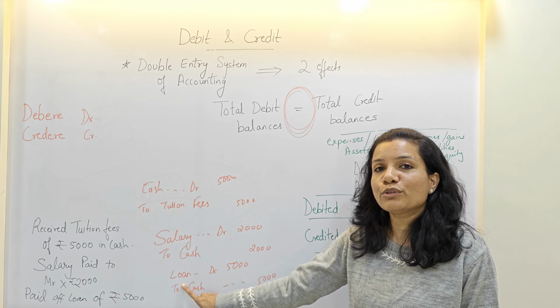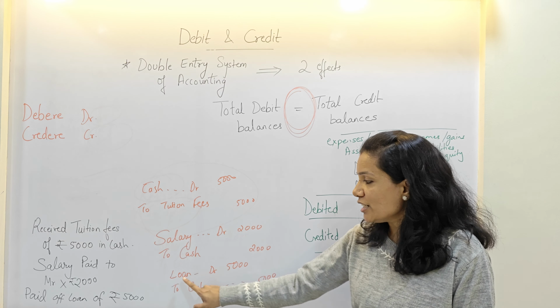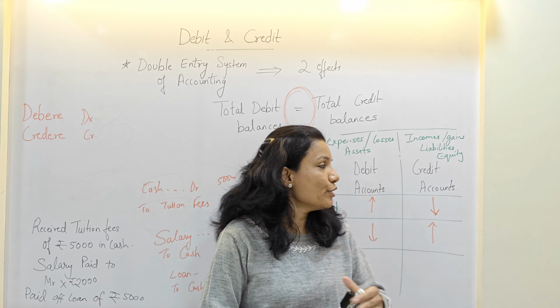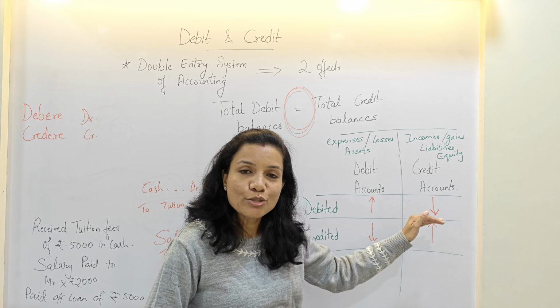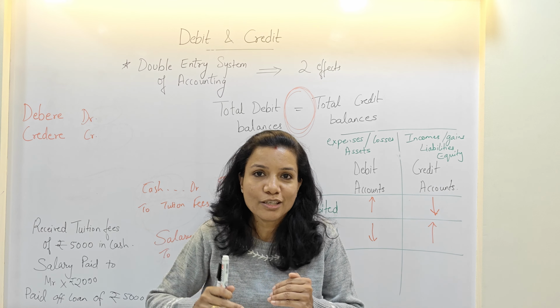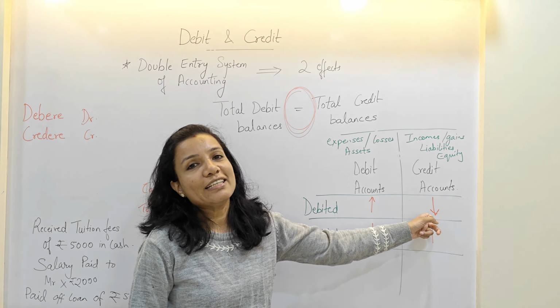Loan account. Loan paid. So therefore loan is debited. Cash credited. Loan debited means the loan is paid off. Debited, loan is reduced. When you pay off 5,000, your total loan amount will decrease by 5,000. So when debited, it decreases.